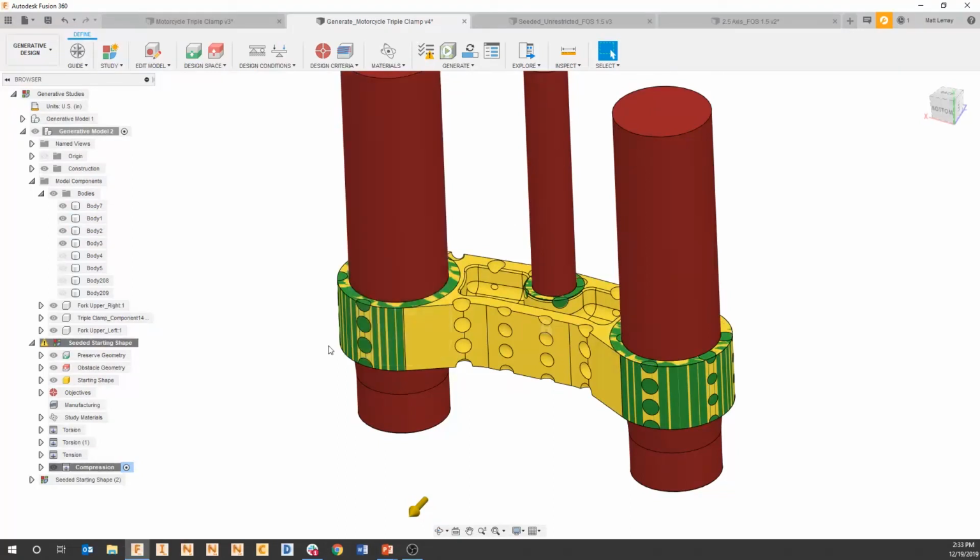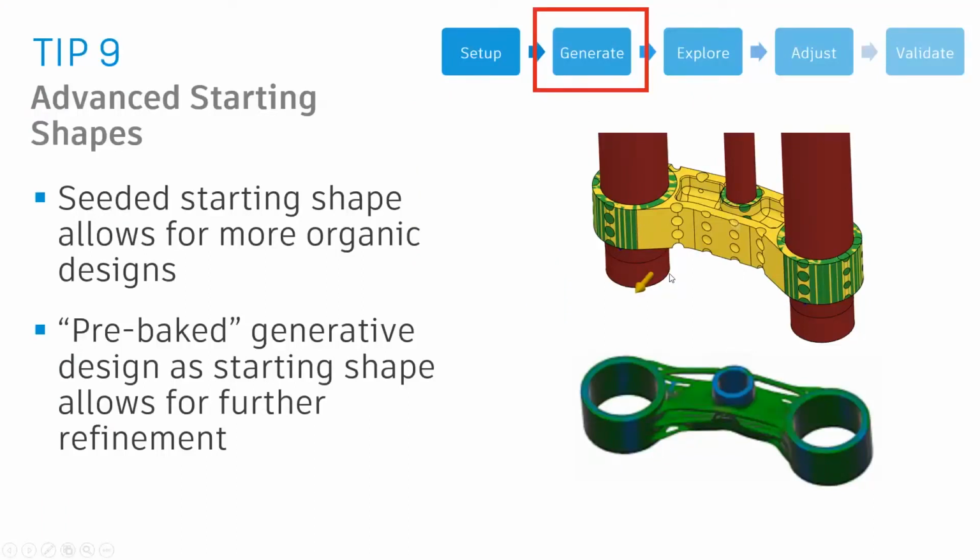Now, the second one that we talked about would be pre-baking. Pre-baking is the idea that we've taken a generative solve and we've taken that generative output and we're going to use that as a starting shape for another generative solve. Then you're probably thinking, why would I do that if I've already generated the output? Well, pre-baking allows you to further refine something that's already been generated.